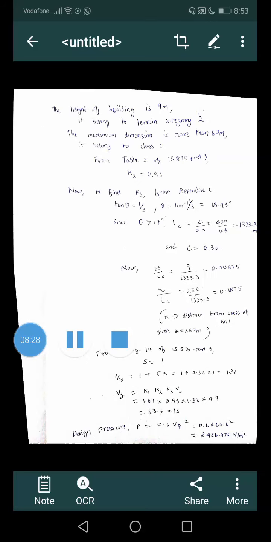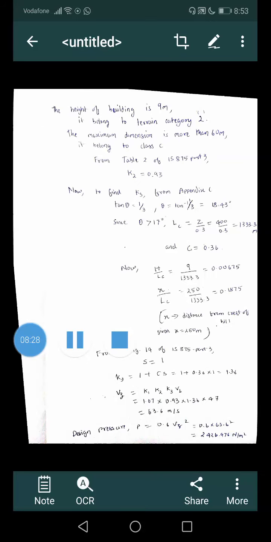Now in order to find K3, the height of the hill is specified in the question. So let us look at the question. The height of the hill is 400 meters with a slope of 1 in 3. The slope is also mentioned. And the location X is at 250 meters from the crest of the hill. So these three data are specified.